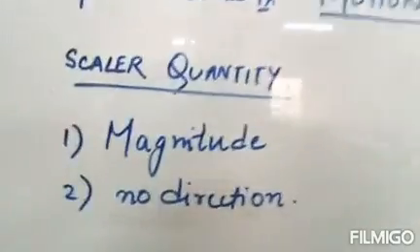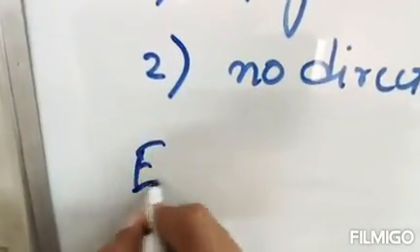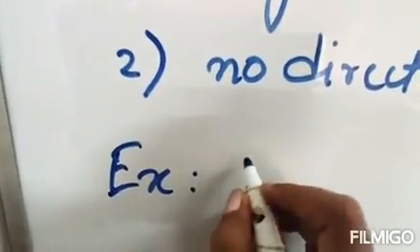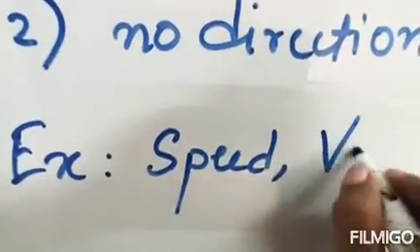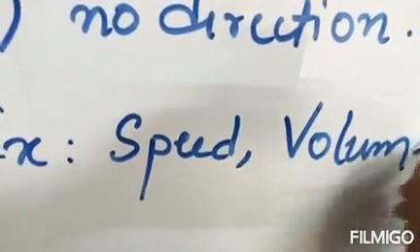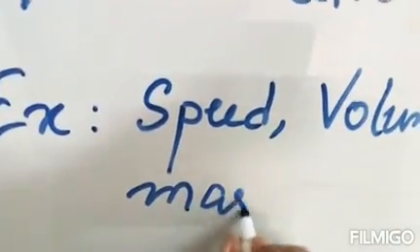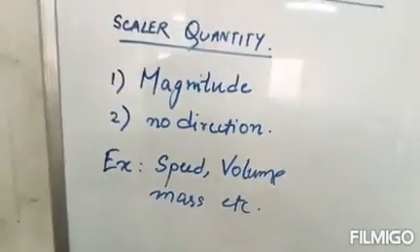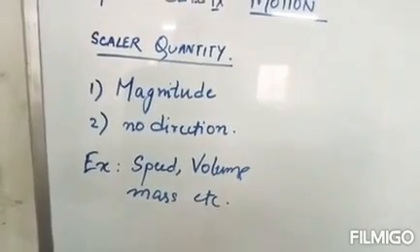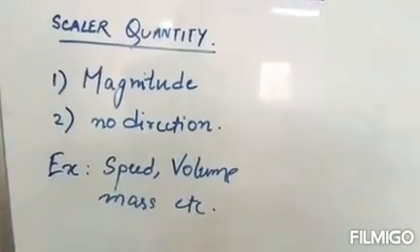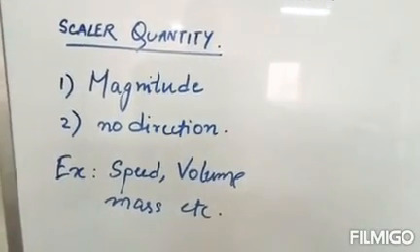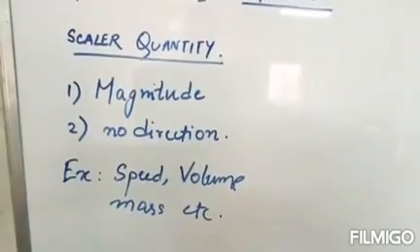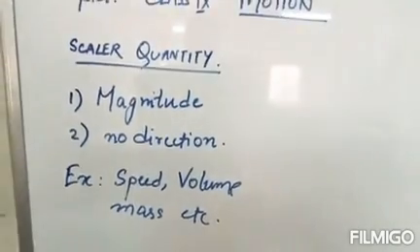So let's see what are its examples. Examples are like speed, volume, mass, etc. Speed, volume, mass are not having any direction, we just describe in a number, right? So it's a scalar quantity. So what is a scalar quantity? Which will have magnitude and no direction.